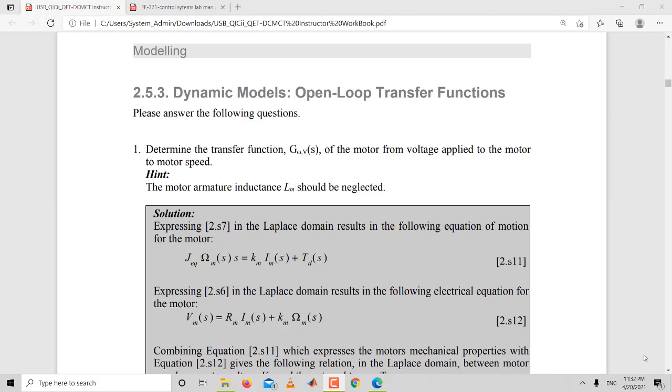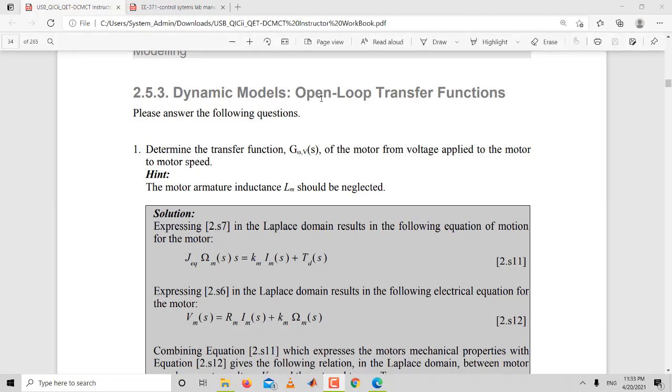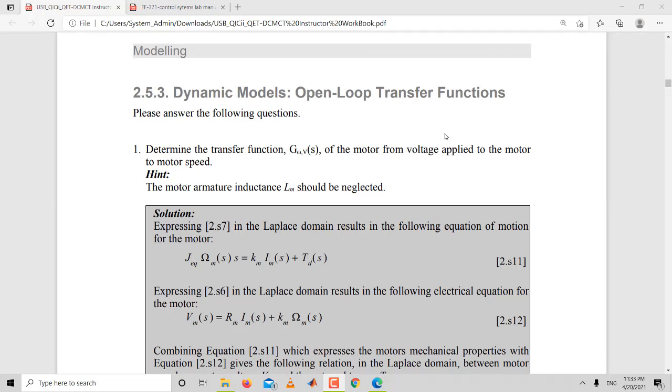In today's lab, or this week's work, we are going to do a few mathematical derivations again, just like the previous practice, and it will be followed by experimental activities in the next week. So the topic in your lab manual for lab number 3 is the dynamic models, the open loop transfer functions. We are going to formulate the expressions for the transfer functions now.